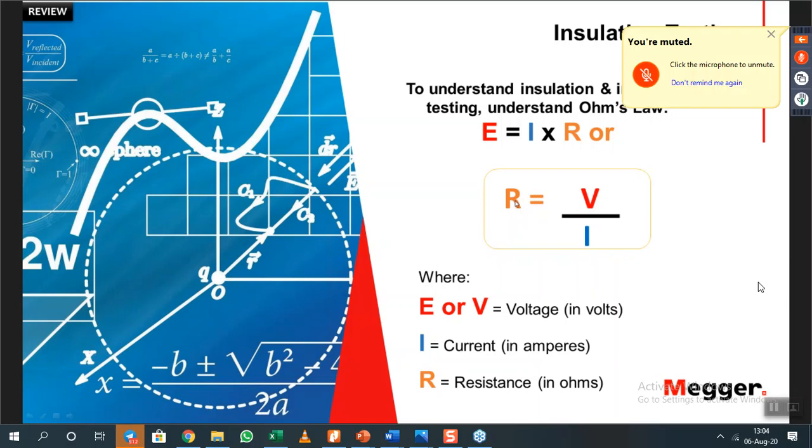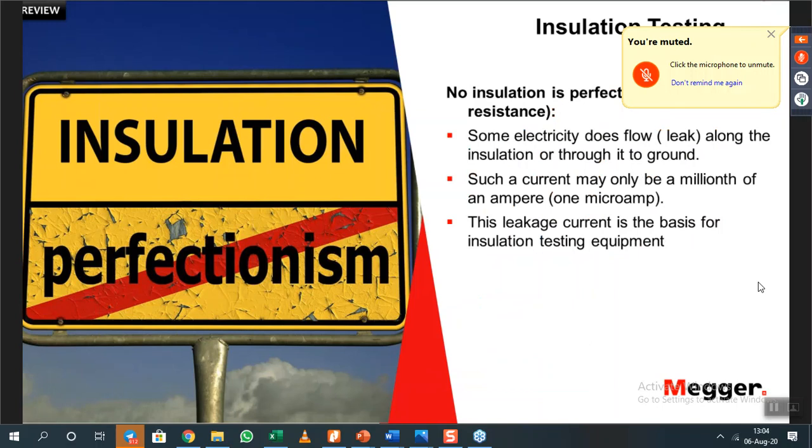So in an ideal world, there is a perfect insulation. But no insulation is perfect, and no insulation has infinite resistance. We have some electricity flow or leak along the insulation through the ground, and such current may only be a millionth of an ampere, or 1 microamp. It's a very small magnitude of current because it's just a leak. And this leakage current is the basis for the insulation testing equipment. This is what we are looking for.